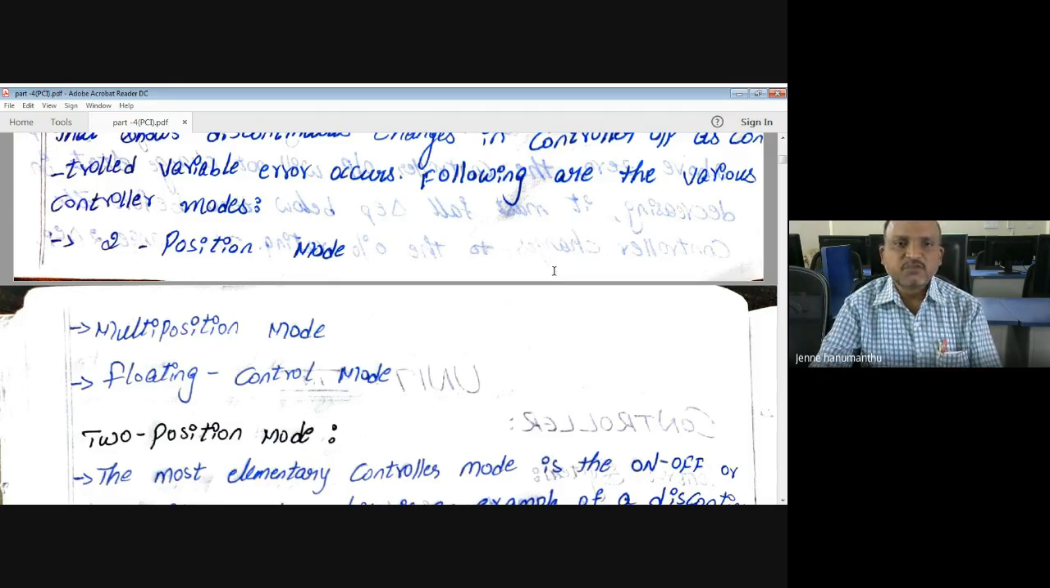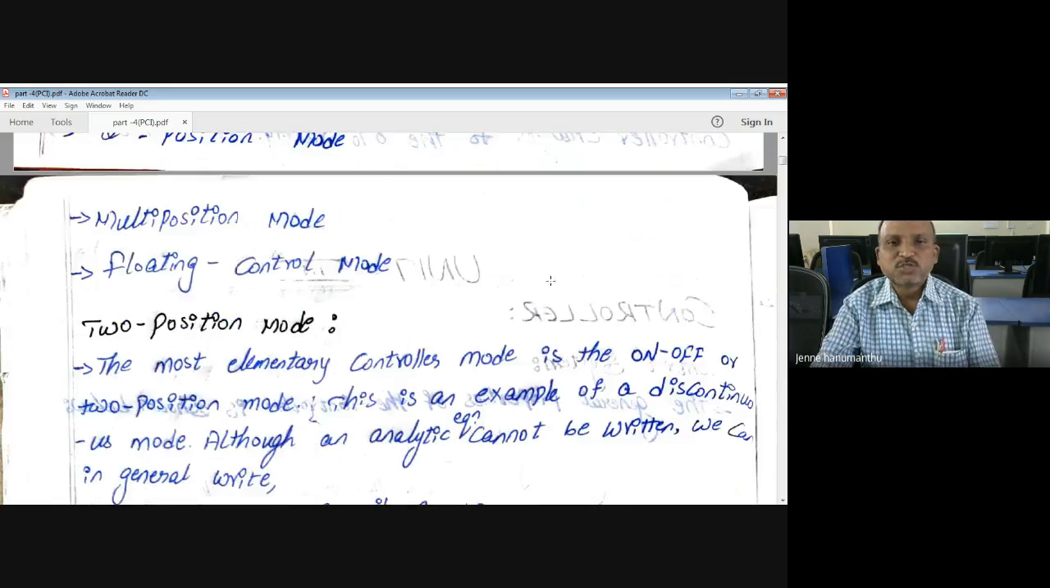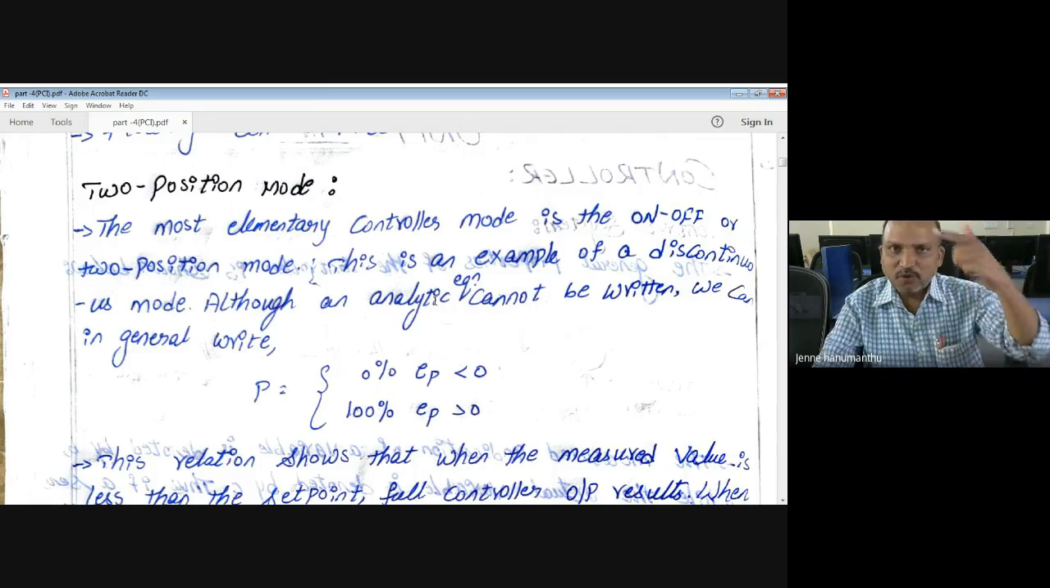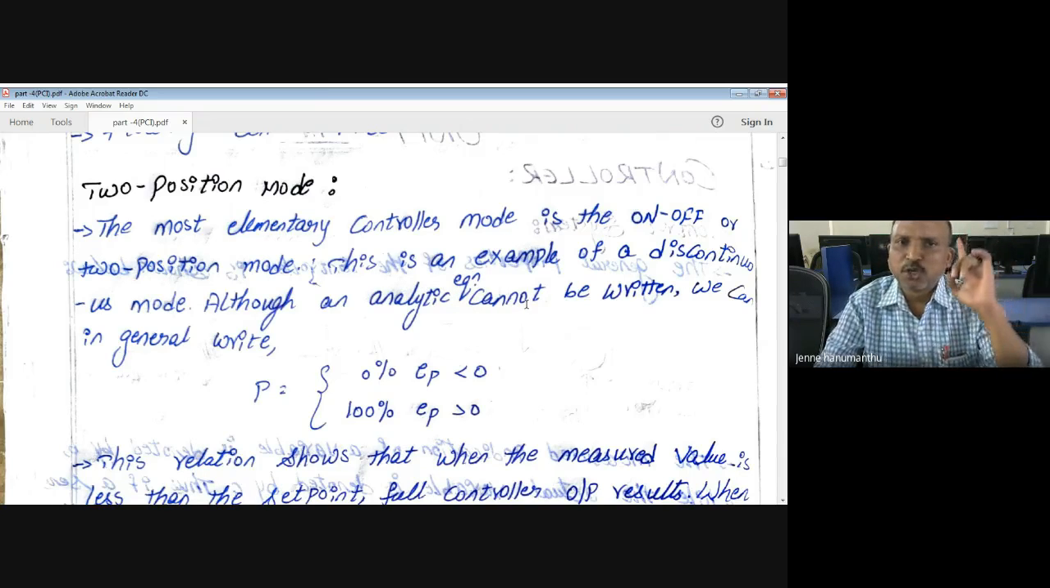So you will see first what is two position. In the two position, remember always, we are strictly speaking about controller actions. We are focusing on the output of a controller, how it reacts, how it responds to some inputs. So how should the output of the controller be? We have to observe clearly. In the discontinuous controller modes, the first one is the two-position controller mode.